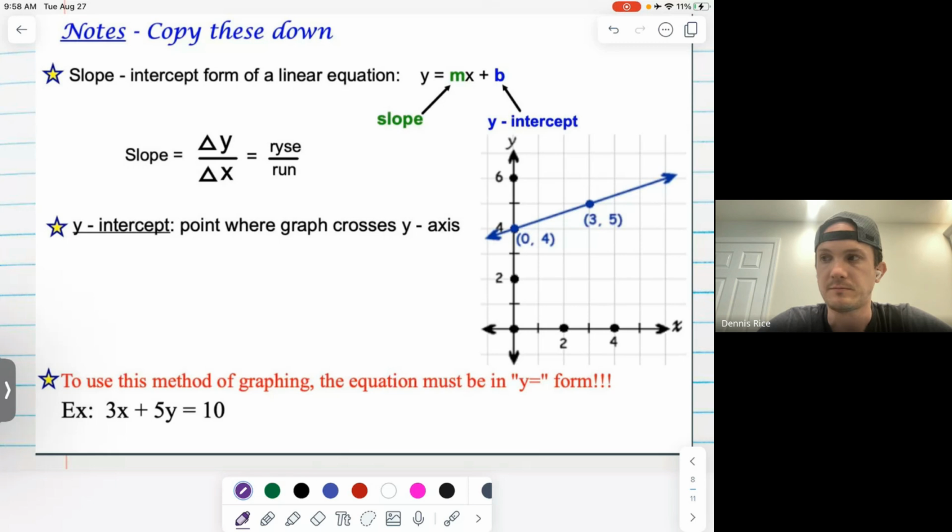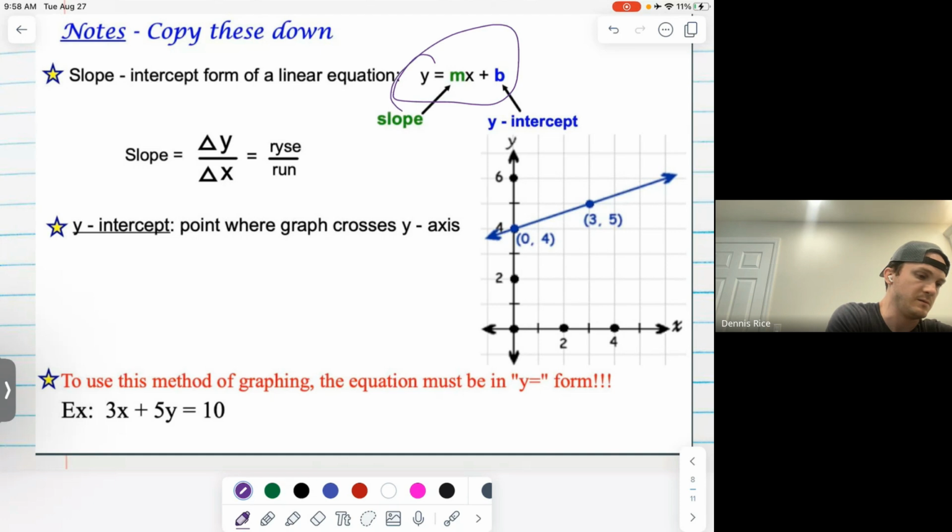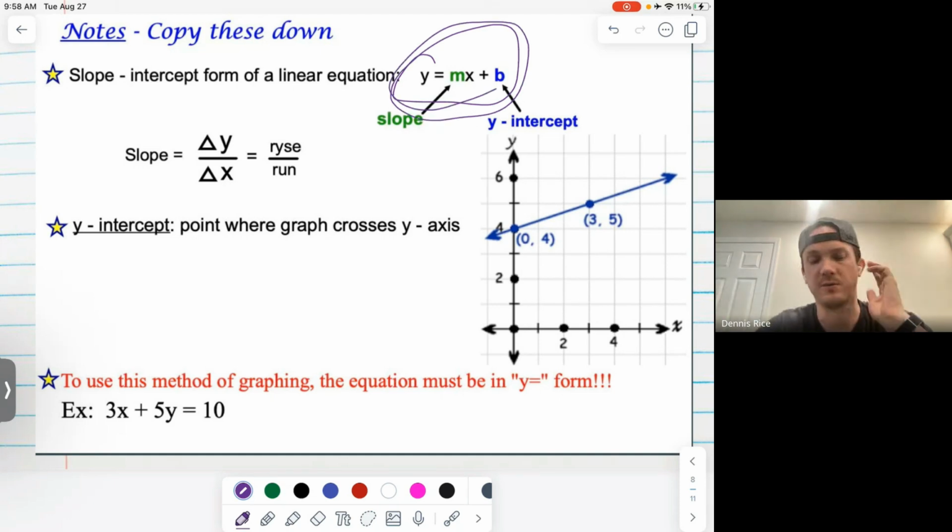Okay? This strategy, this style of graphing, notice in the top up here, this only works when it's in y equals. I put an example down below. I wouldn't be able to look at that and say, oh, the slope is 3, because he said whatever is in front of x is your slope.